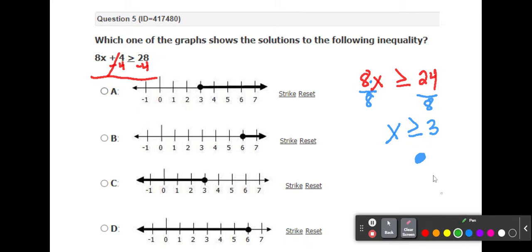And the x is the bigger side of the inequality. It's being eaten by the alligator mouth, so I need my arrow to go to the right. So that would be A.